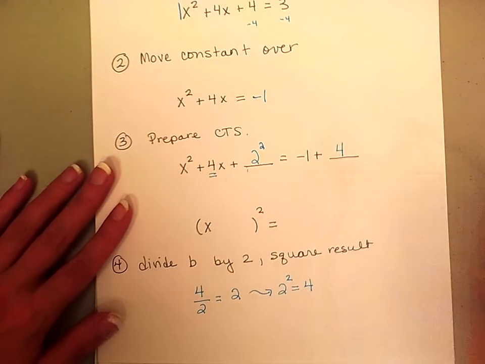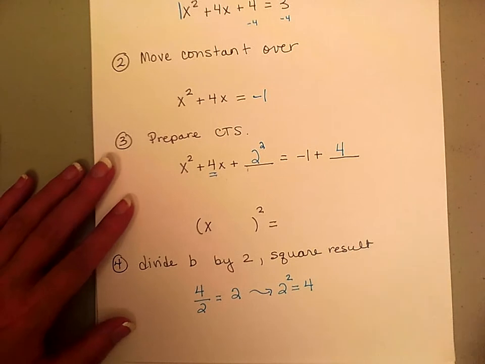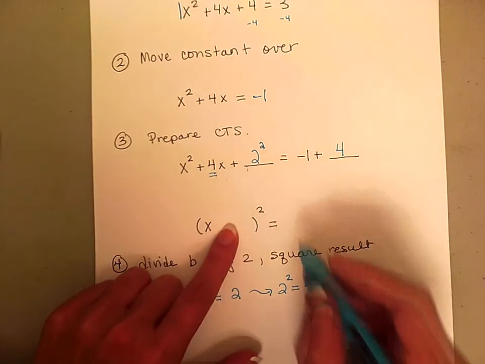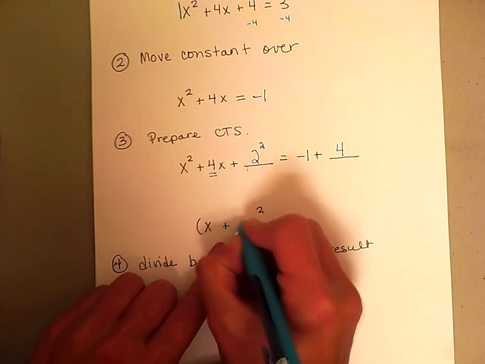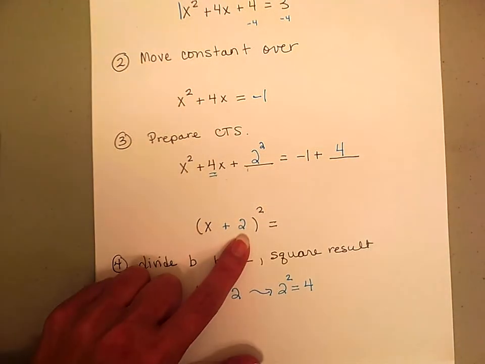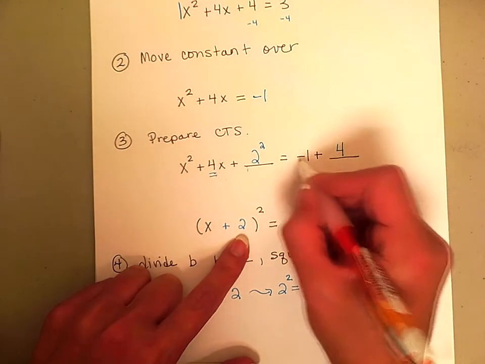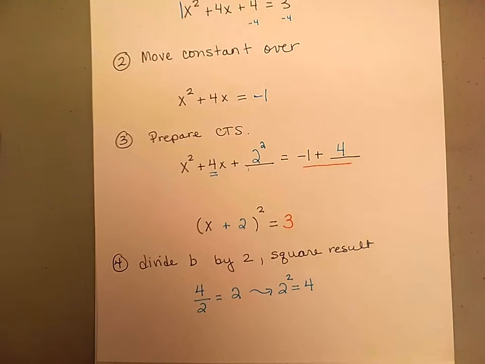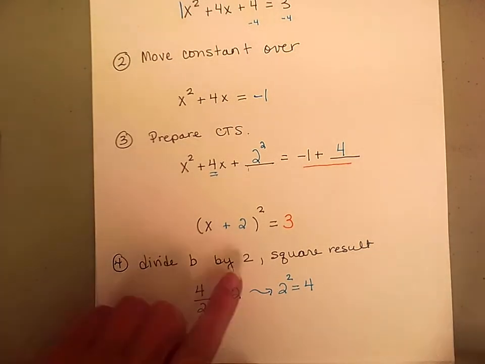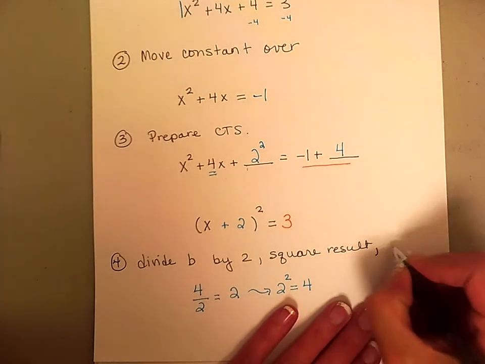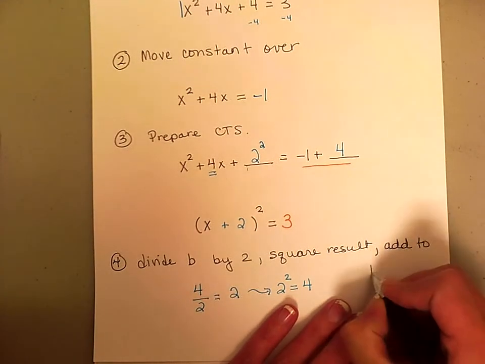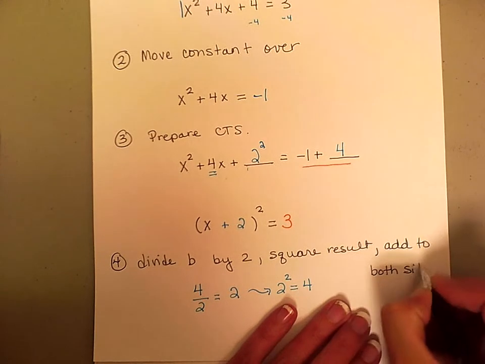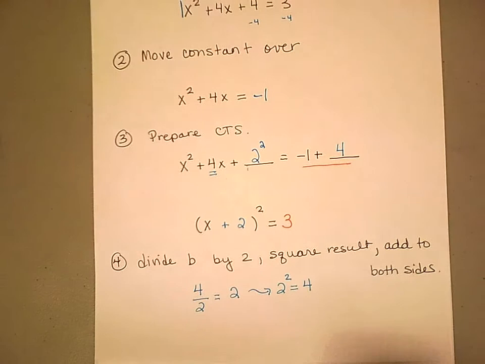Because now that I've added this result to both sides, I know that this will collapse into x plus 2, since 2 was positive, so this is plus 2 squared. And on this side, we get 4 minus 1 is 3. Okay, so we divide b by 2, we square the result, and add to both sides. And by doing that, I just completed the square.